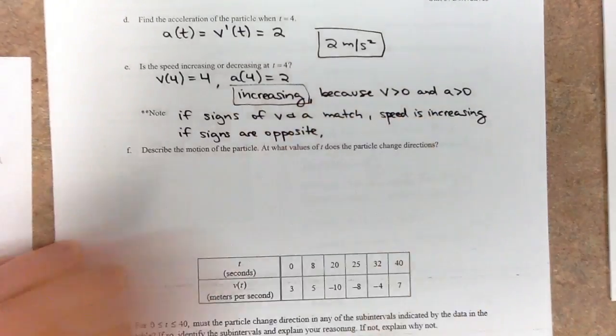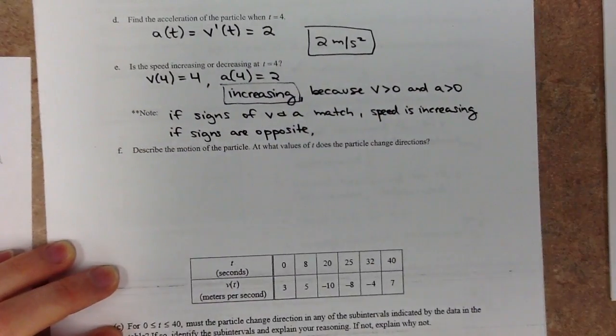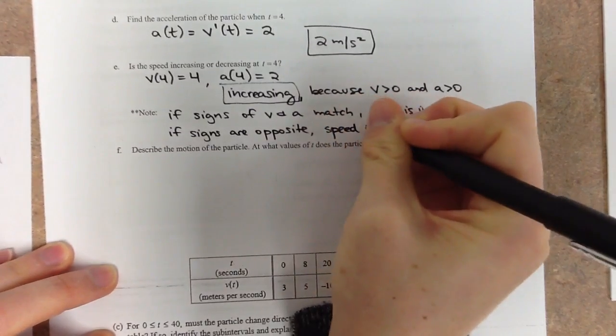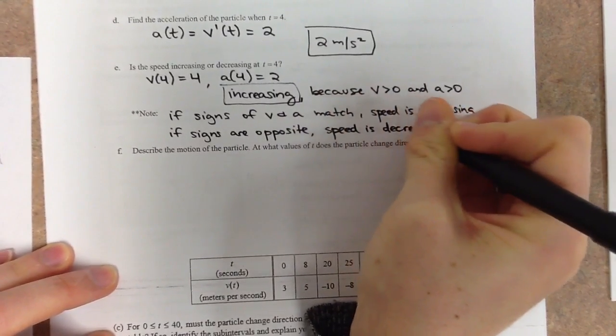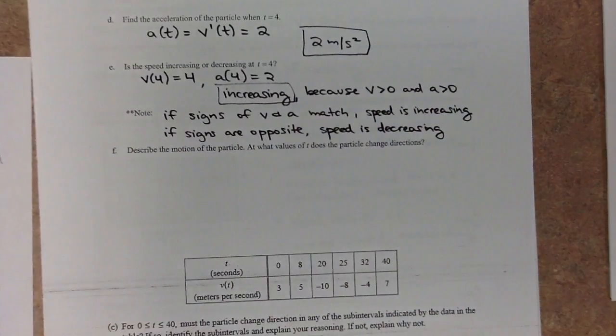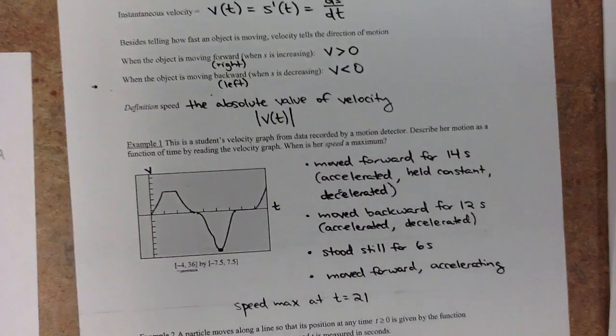So if you've got positive velocity and negative acceleration or vice versa, that means the speed is decreasing, or in other words, that your particle is slowing down. So speed is increasing means your particle is speeding up. Speed is decreasing means your particle is slowing down. So let's again see why.